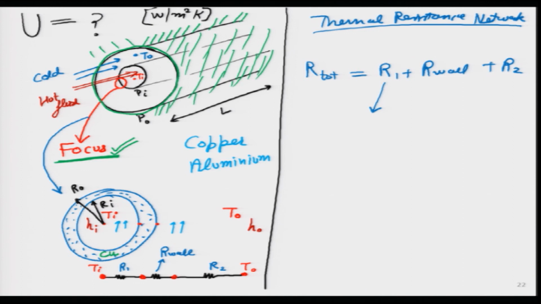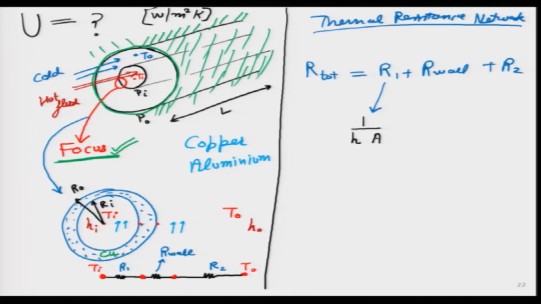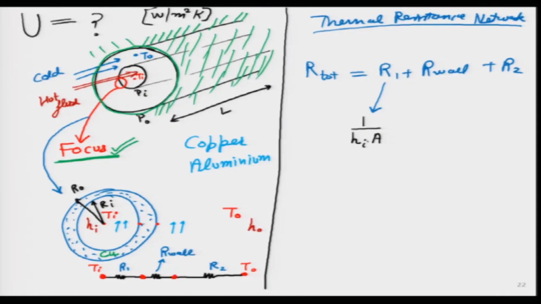Knowing all these geometries, can I ask the students one question: what is the value of R1? The expression, I think students can tell immediately, will be 1 by hA. And I want to be more explicit, more exact. Which h are we talking about according to this diagram? I think we have to put a subscript i. We are talking about the inner side, because if you look over here, Ri is for the inner side, right?